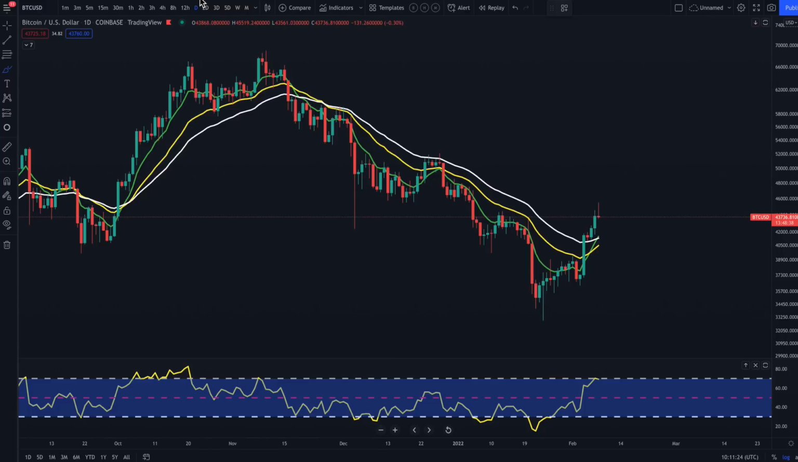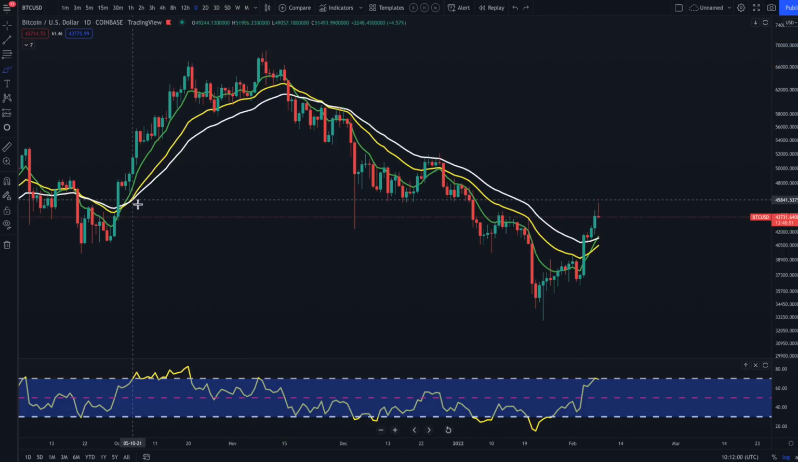And if we have a look at the daily chart, we can see the same EMAs, the 8, 21 and the 34. The green is the 8, yellow is the 21 and the white is the 34. And for the first time along here, we can see that the price action has gone above and closed above all 3 of them since the $69,000 mark here, which is obviously very bullish.